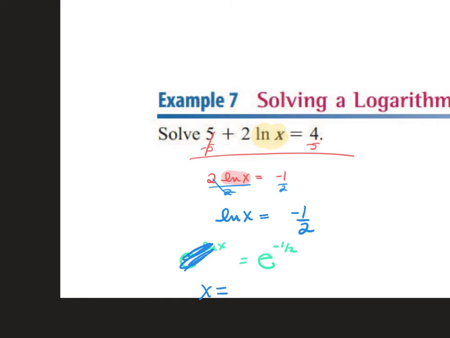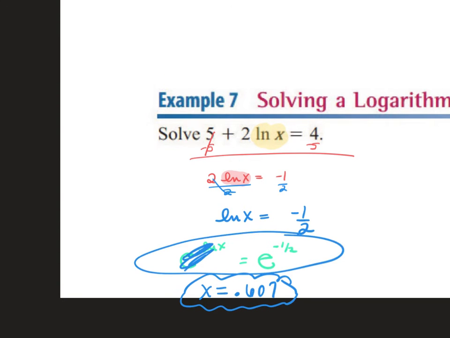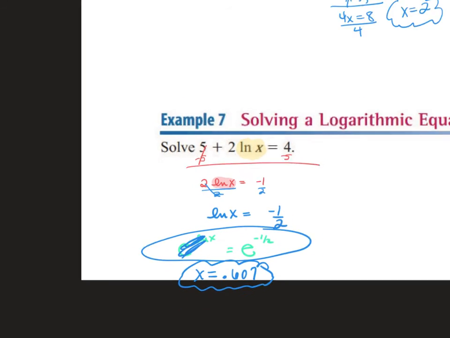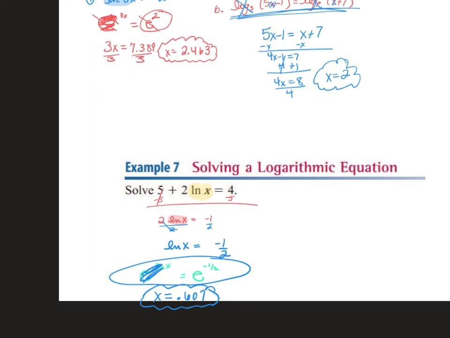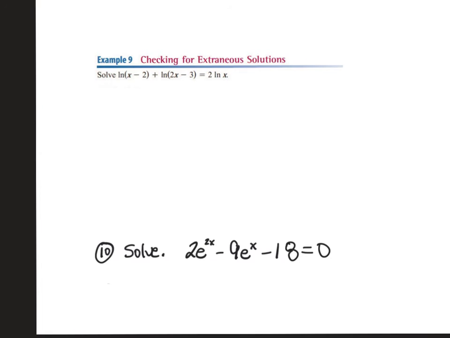0.607. Agreed, people? Okay, so 0.607, is that what you said? Right here, that was our pre-calc step. Everything else, basic algebra. All right, you guys with me? You're doing a really good job. Moving along, I have 3 more examples.